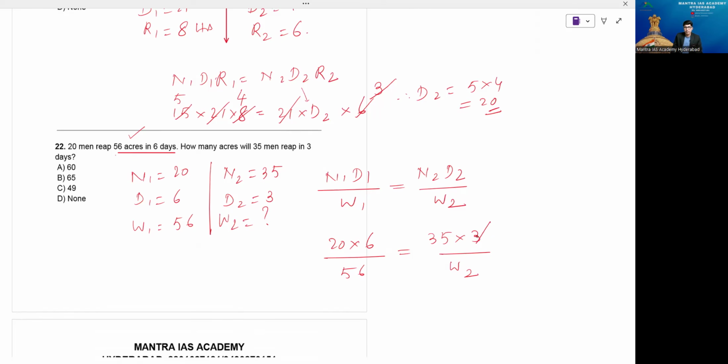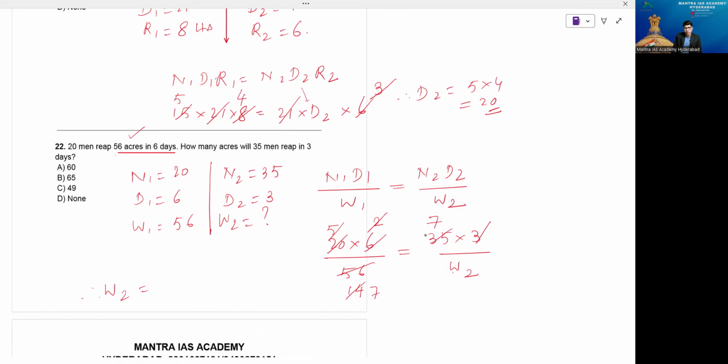Now 3 1s are 3, 3 2s are 6 cancelled here. You have to take the values very carefully, because it is 20 members, 56 acres and 6 days. Later, observe the point here. 4 5s are 20, 4 14 times is 56. 2 1s are 2, 2 7s are 14. Now this 5 is here, 5 7s are cancelled. W2 comes to the left side. Therefore, W2 is equal to 1 by 7 on the left side now.